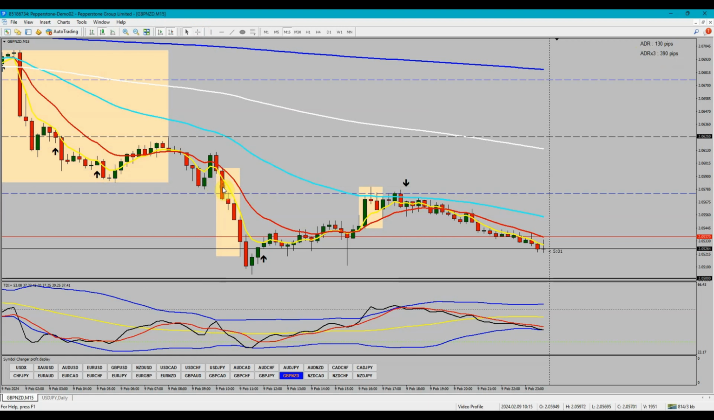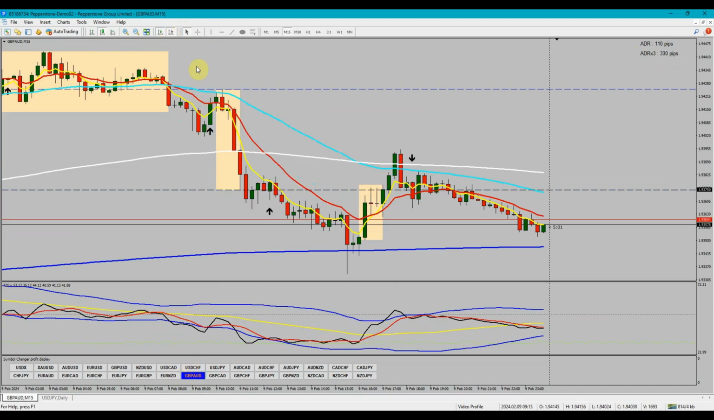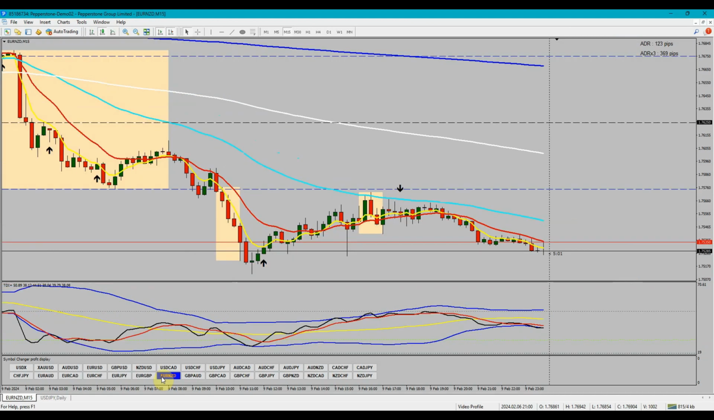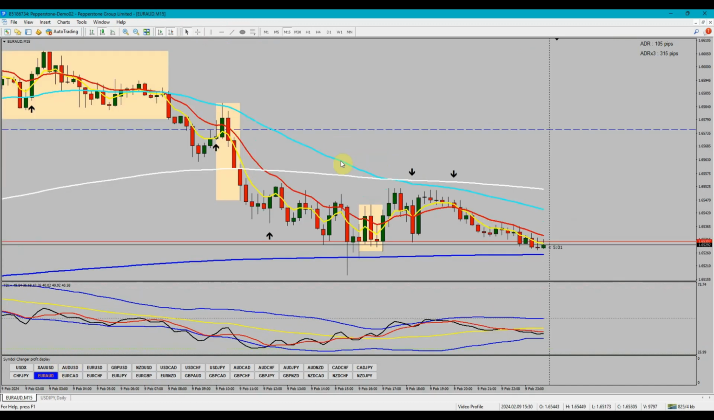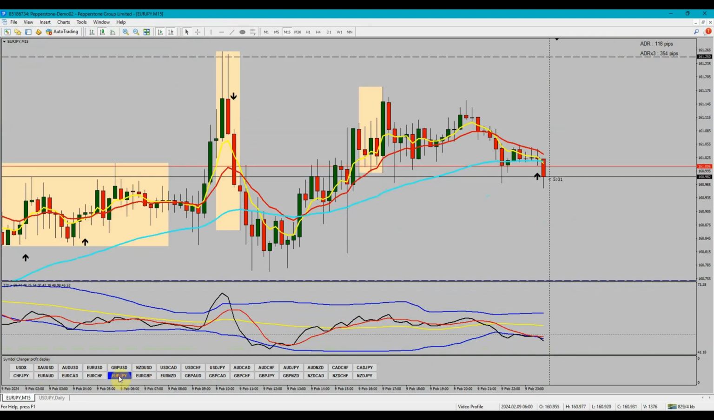I'm not seeing any setup on this here. Not seeing any setup here. But let me see. Okay, so pound Aussie. No setup there either. Let me see if I can find a pair that actually had a setup. So we don't have any setups. I'm going to look at a pair like Euro Yen. Okay, so let's look at Euro Yen.